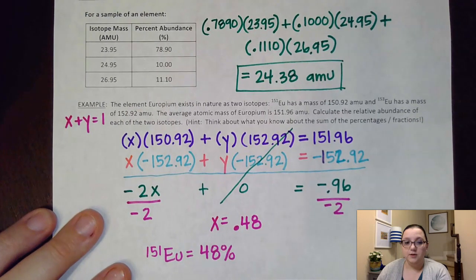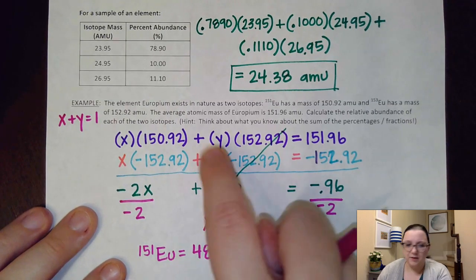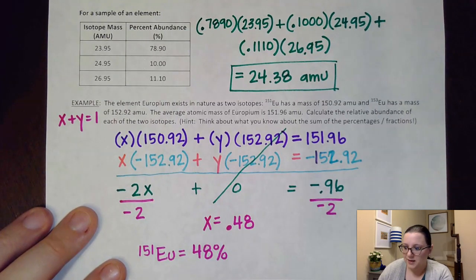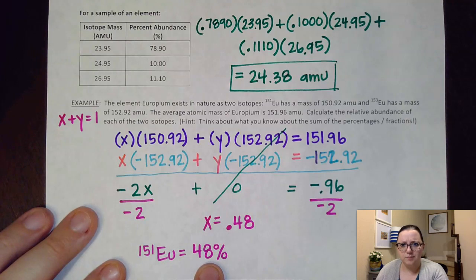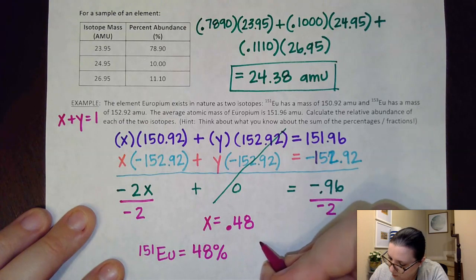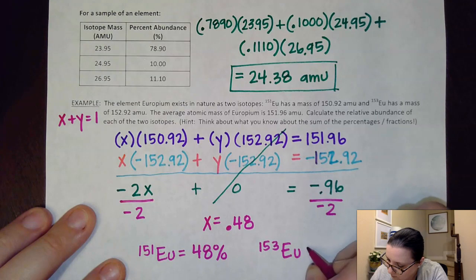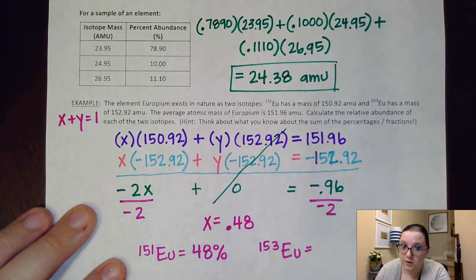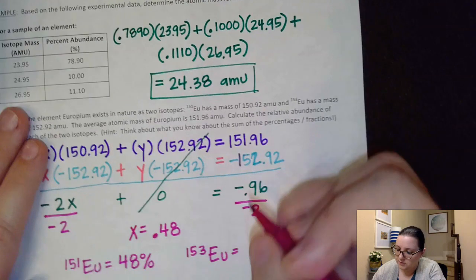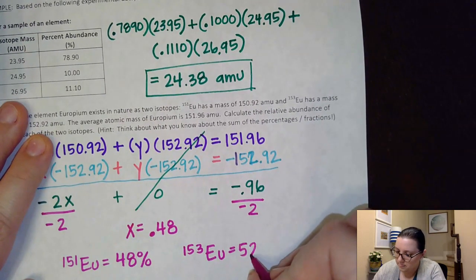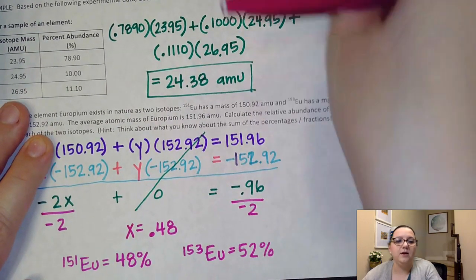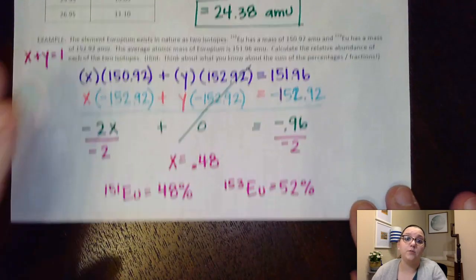Yay! So let's talk about the other isotope. I don't have to go back and solve y. I can be kind of sneaky about this because I know that the fractions should add up to 1, as well as the percents should add up to 100%. So that means my europium 153 here must be 100 minus 48, which ends up giving me 52%. And there we go. We have successfully solved both of those percentages.